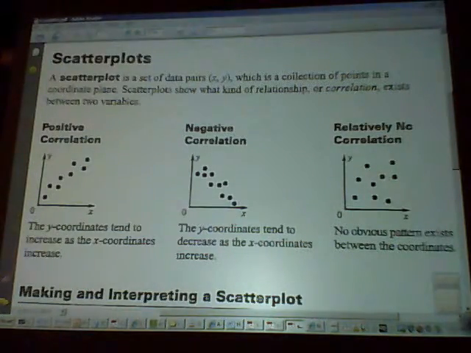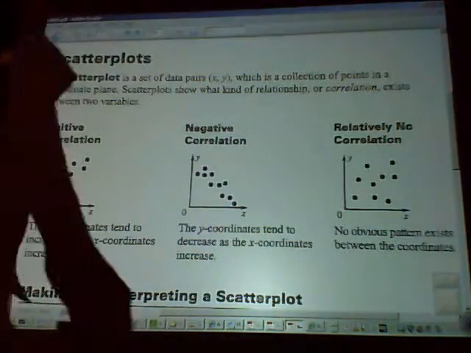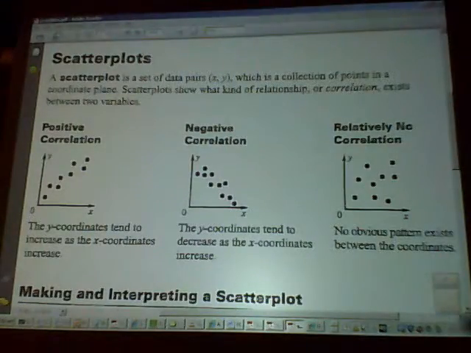Hello everybody, we are about to study scatterplots for a little while, okay? The big idea that I really want you to get is right here, alright? If you look at this for a while, you'll be able to understand a whole lot about scatterplots, okay?